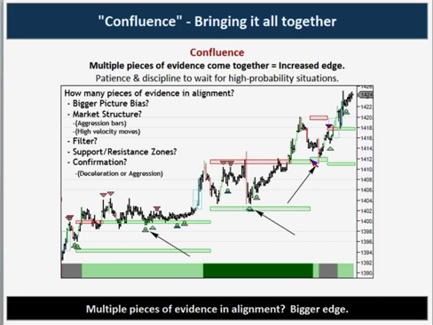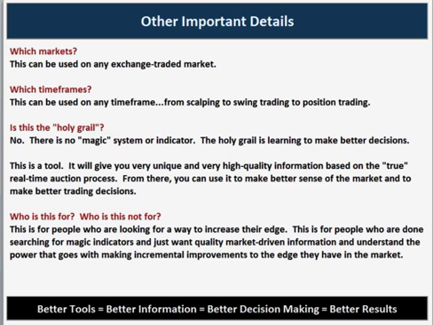Same thing here. Green filter, green zone, bigger picture bias. Deceleration, regression bars, high velocity move. A lot of evidence coming into play all at once. This idea of confluence. Okay? So I want to talk about some other important details.